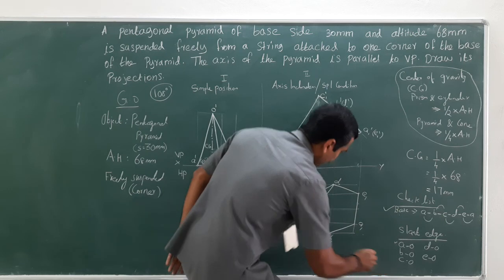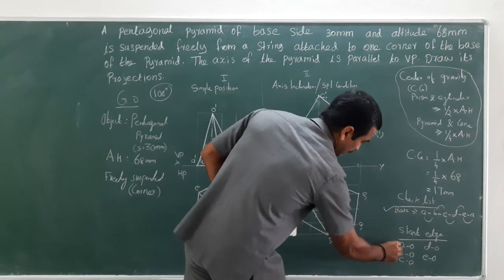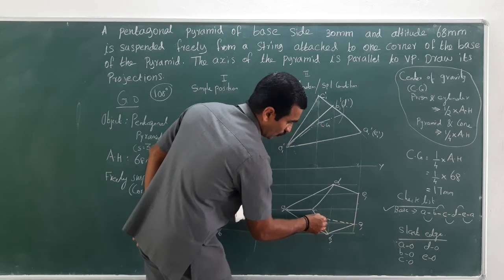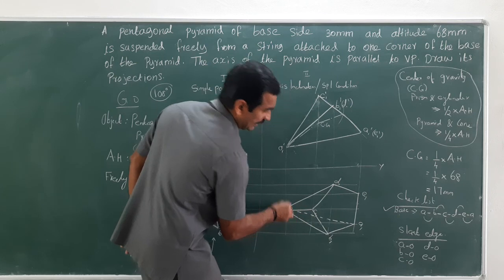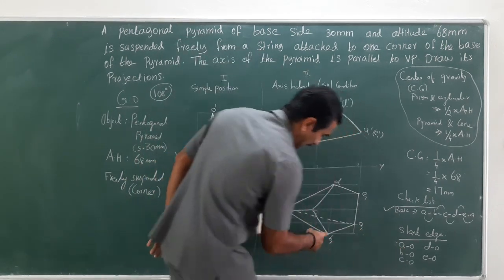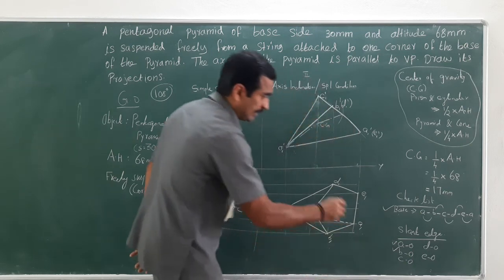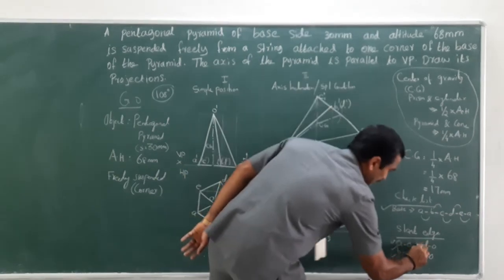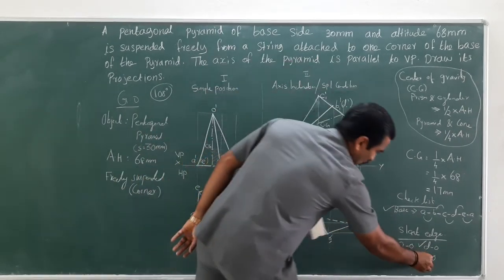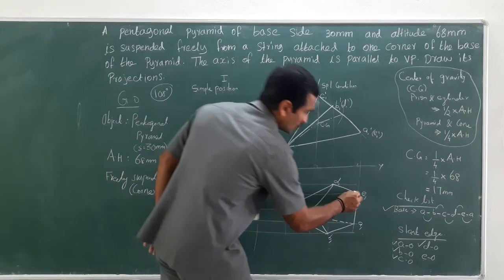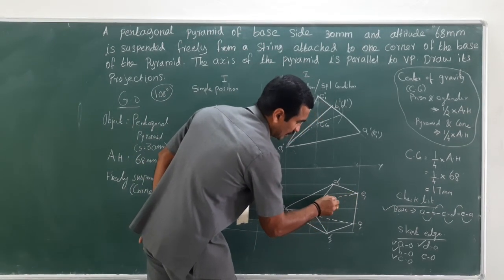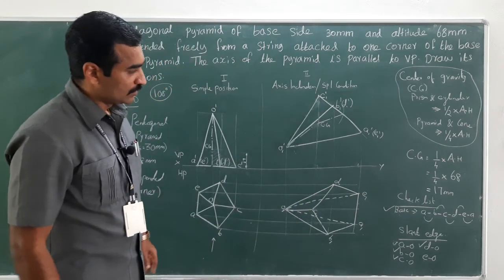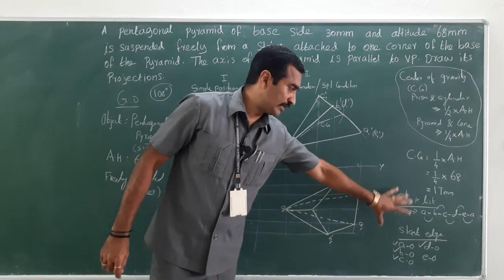So I need to capture it by dotted line, right? So draw dotted line AO because it is invisible. BO has already been covered in the boundary. CO has already been completed. DO has already been covered in the boundary. What about EO? EO is invisible, isn't it? So it can be shown with a dotted line. Right. So for that reason only I am mentioning the checklist.